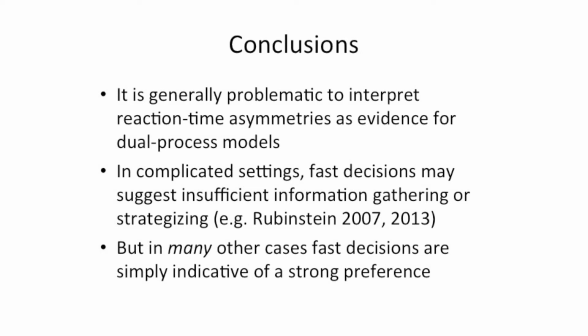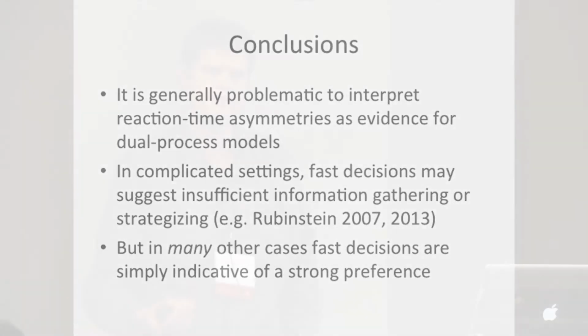Now, I'm not saying that Ariel Rubinstein is wrong or that Lisa Westerlund and Aaron Riedel are wrong. So in complicated settings, in strategic settings, or in interactions where you need to collect information over time or strategize, then fast decisions may be indicative of people not thinking about the problem very carefully and making mistakes. But in many other cases where we're just eliciting preferences, what seems to be the case is that fast decisions are simply indicative of a strong preference. It's an easy decision. Right? And so those are very different explanations and very different ways to interpret reaction time data.